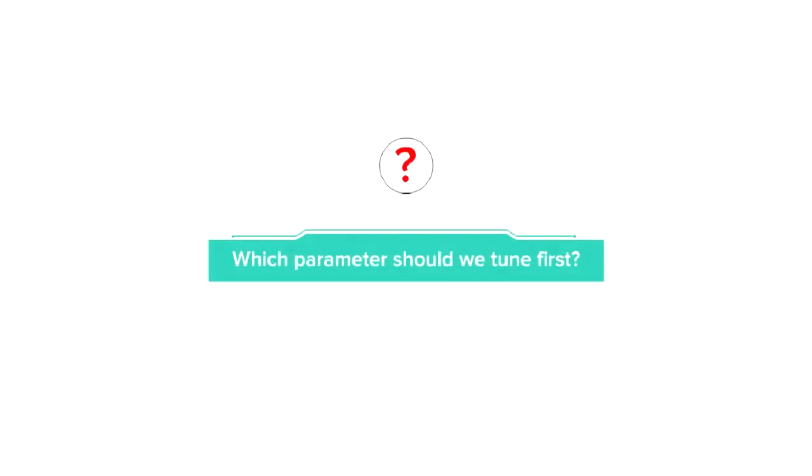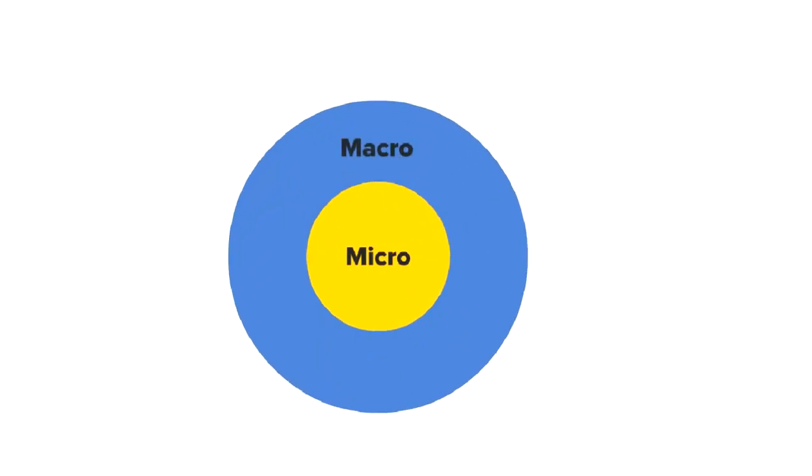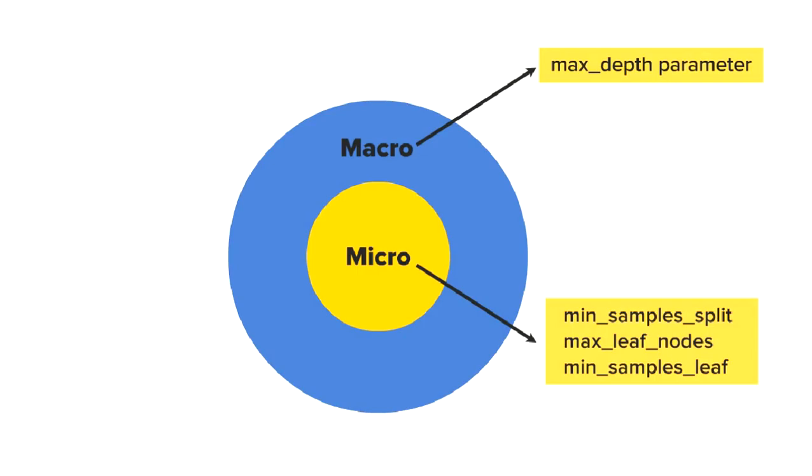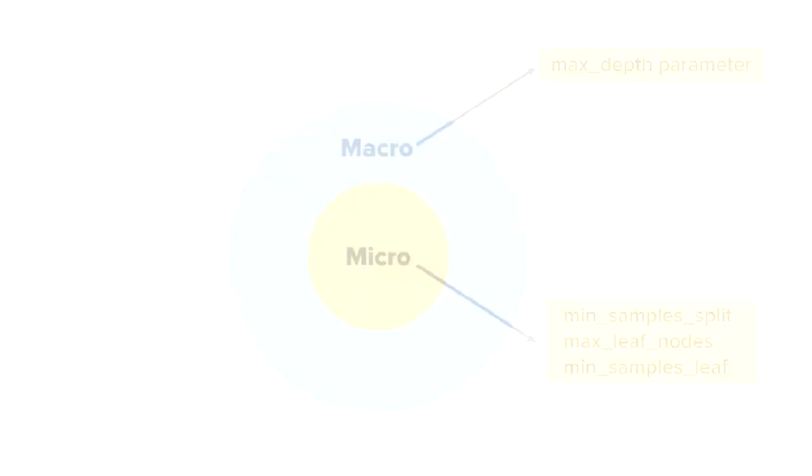Now a good question to ask is which parameter should we tune first and which parameter to tune last? As we mentioned before, the max depth parameter prevents trees from growing at a macro level. On the other hand, the rest of the 3 parameters tend to work on the micro level, allowing you to fine-tune the model at a very granular level.